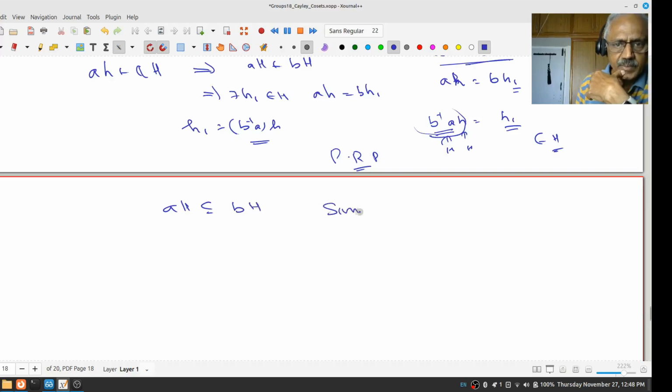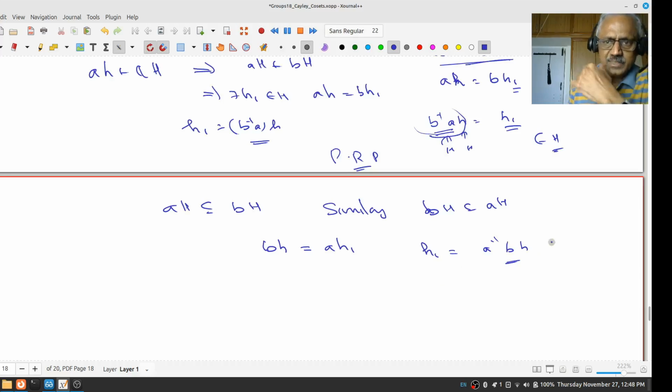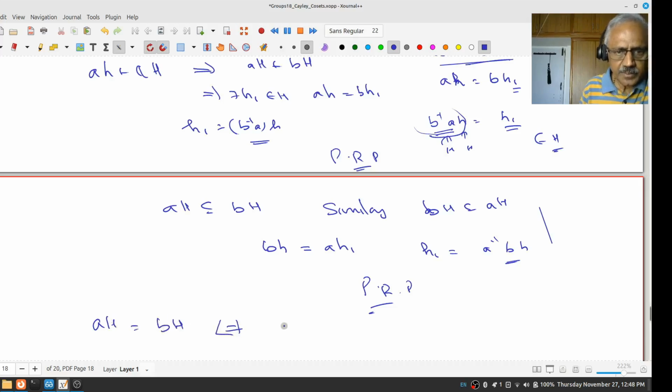Similarly, bH is a subset of aH. Exactly the same way. Start with bh. I want to know whether it is ah1. Therefore, what must be my h1? It is a inverse bh. Is that clear? I just went through quickly. Pause, review, proceed. So what you have proved is aH equals bH if and only if a inverse b and b inverse a belong to H. If one of them belongs to H, the other one is its inverse, therefore it has to be in H.